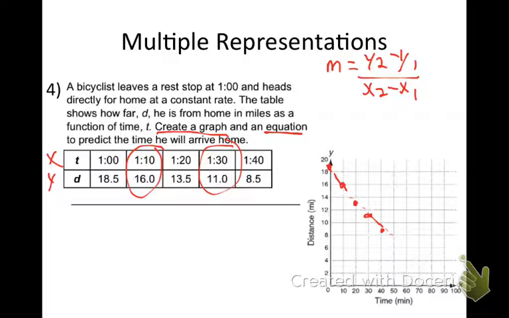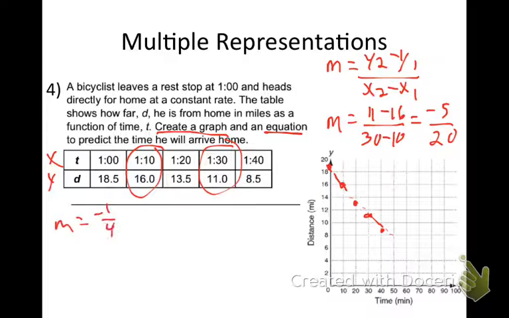So I need to plug in my graph here. So I would get m equals 11 minus 16 over 30 minus 10, because those are minutes that have passed, right? 30 minus 10. Negative 5 over 20, which is, my slope is negative 1/4. Awesome. Now I need to plug that into point slope form.